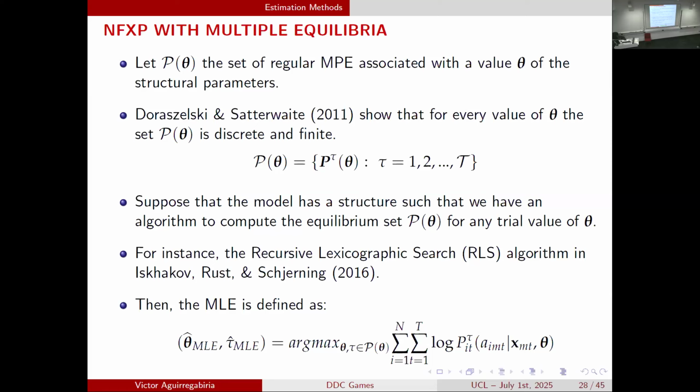Suppose that for every trial value of theta in our search for estimating theta, we have an algorithm that can calculate all the Markov perfect equilibria of the model. We can calculate P1, P2, and so on, up to P large. For instance, using the very nice recursive lexicographic search algorithm in the paper by Fedor, Bertelan, and John. We will all study on Sunday. Excellent.